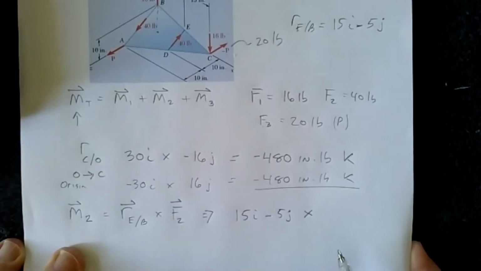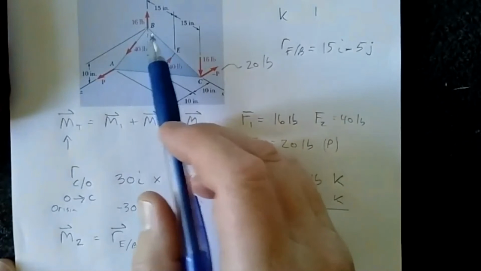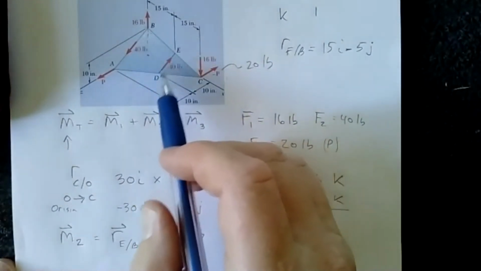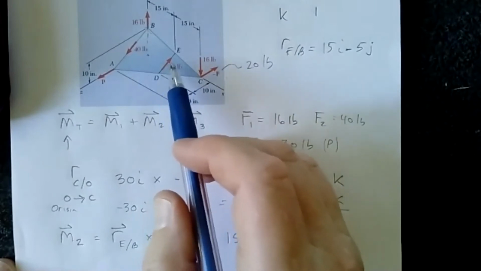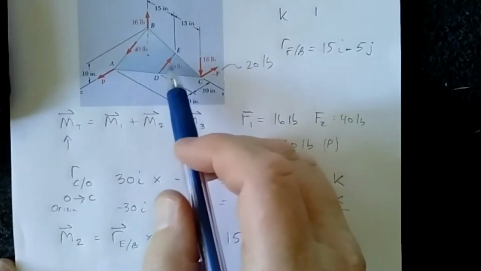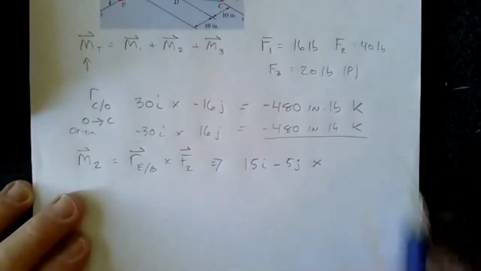Now the thing is, I have a force, and even though I went from B to E, my force isn't just simply I, J, or K. We have to figure out what this force direction is. So let's leave that there and come back.